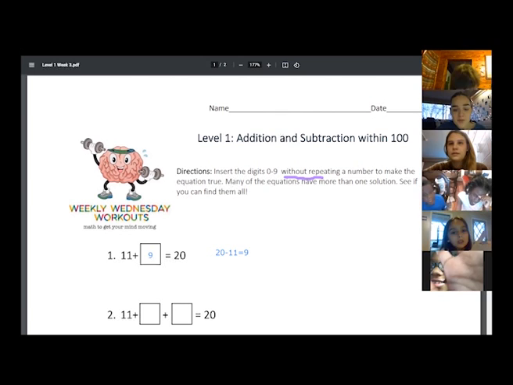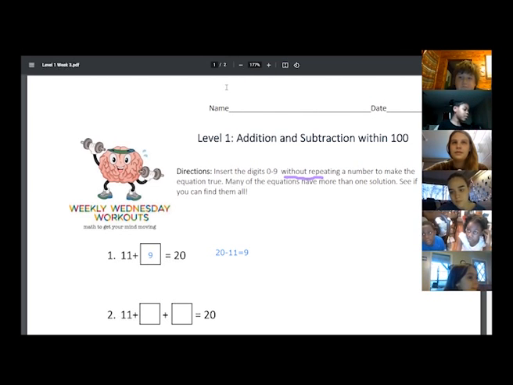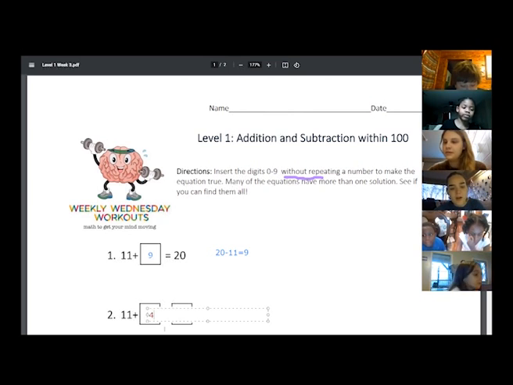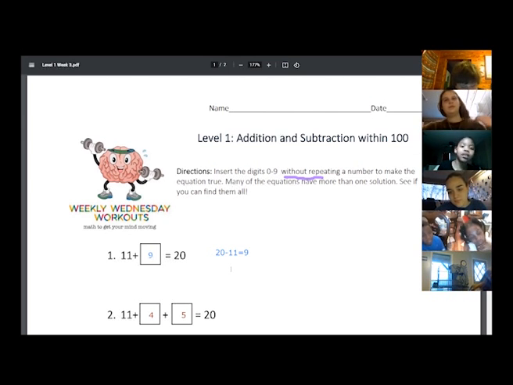Demaya, is that your name? Would you like to try? 11 plus 4 plus 5 equals 20. Awesome, great job. And can you tell me why 11 plus 4 plus 5 equals 20? What does 4 plus 5 equal? 9. And 9 plus 11 is? 20. Great job, great job.